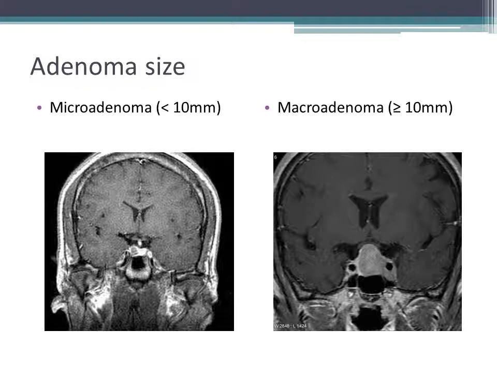Now, adenomas in the pituitary are classified into micro and macro, and the cutoff of 10 millimeters is generally because 10 millimeters or less are very unlikely to cause structural problem or mass effect, but bigger than 10 millimeters might cause mass effect to the nearby structures. That's one of the reasons why we chose 10 millimeters. So less than 10 millimeters is considered to be a microadenoma, and 10 or more is a macroadenoma, and you can see the respective pictures.